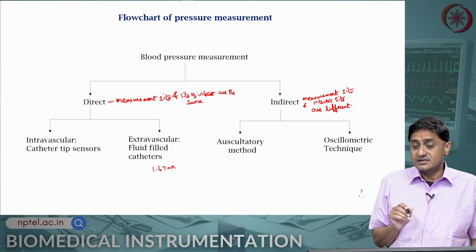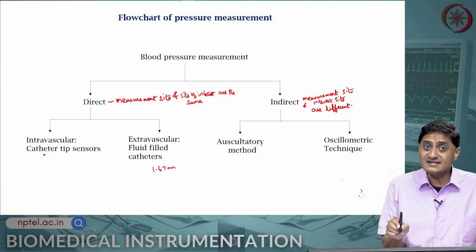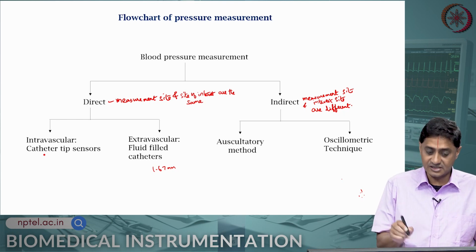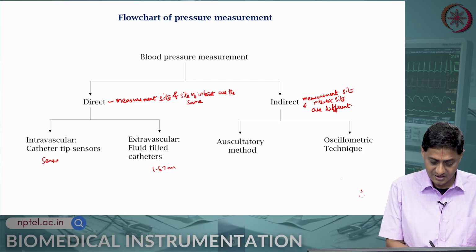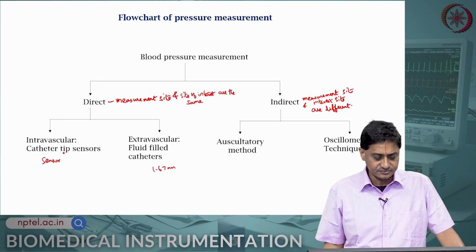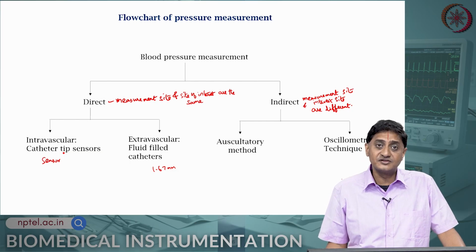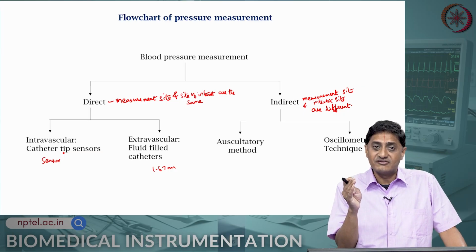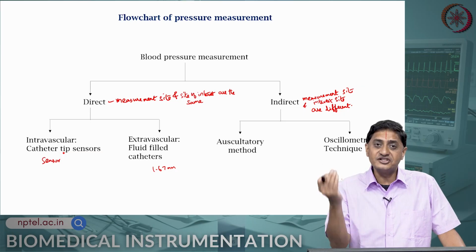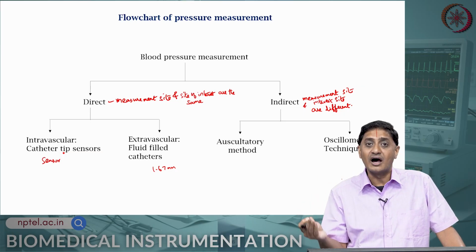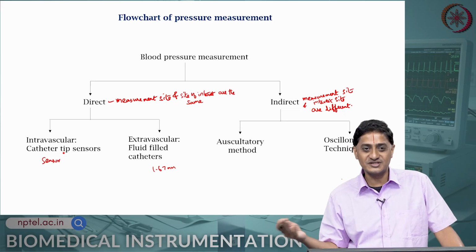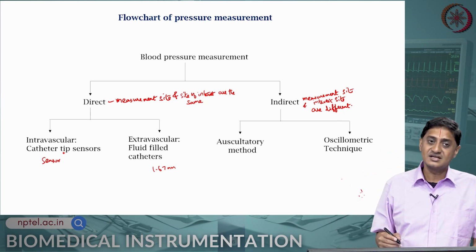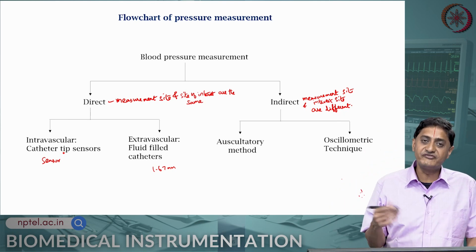So, intravascular is a situation in which the sensor is presented to the site of interest. This is the intravascular case. So, the sensor is present inside the body. Extravascular is a situation where the catheter is sent and it is filled with the fluid, and the change in the level of the fluid is observed outside the body, extravascular, and accordingly the pressure is modulated. This is the extravascular or the fluid filled catheter method.